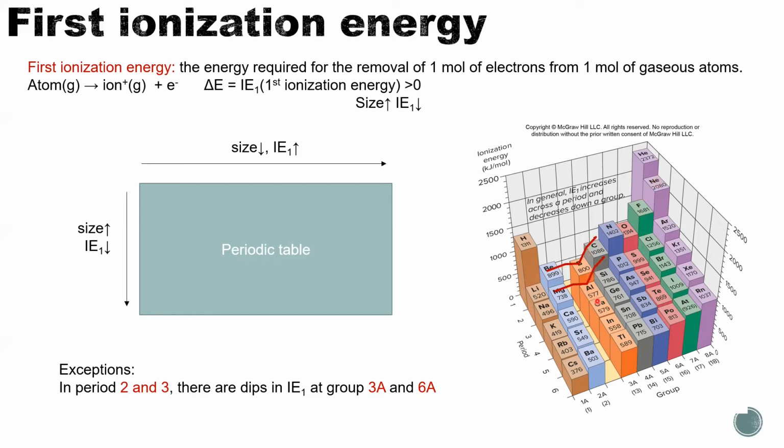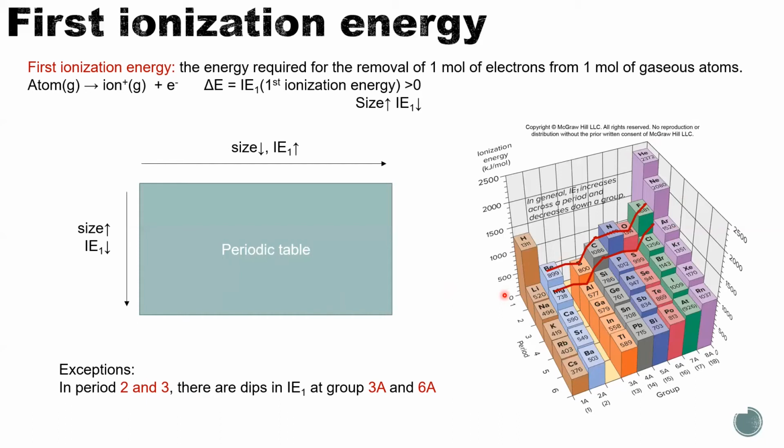In other words, from left to right, the ionization energy should increase in each row. But for 3A group elements, boron and aluminum, the ionization energy is smaller than expected. And also for oxygen and sulfur, the ionization energy is smaller than expected. All the rest follow this trend of first ionization energy.